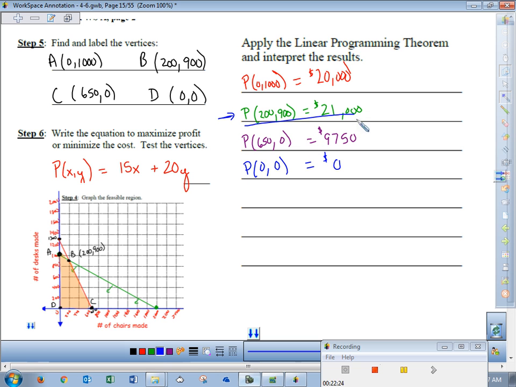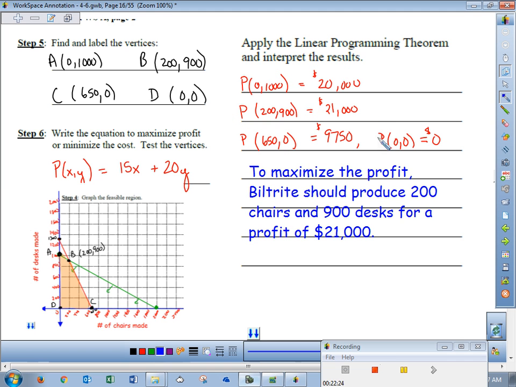This is to maximize our profit. So we will put that in a complete sentence. Here's our complete sentence. To maximize the profit, and then since the name of this company is called Built-Right, we're going to totally bring them in. To maximize the profit, Built-Right should produce 200 chairs and 900 desks, and then tell me what the profit was for a maximum profit of $21,000.